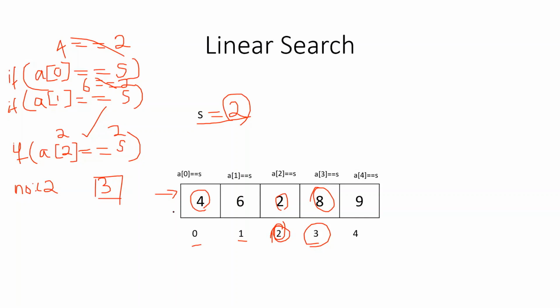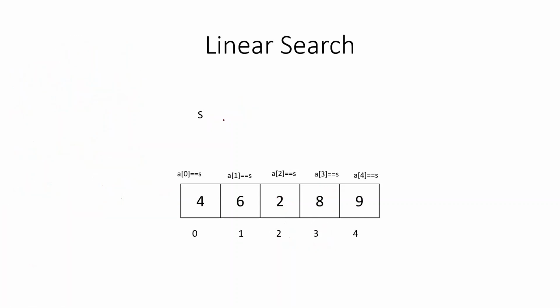Understood? Suppose now for this search element, this time I entered s equal to 2. Suppose I am entering the search element as 10. What will happen? It will search A of 0, whether it is equal to S, no. A of 1, whether it is equal to S, no. Like that, it will compare A of 2, A of 3, A of 4. Then also it is not found. Then what will it have to return? The element 10 is not present in the array, right? We have to return that 10 is not present in the array.